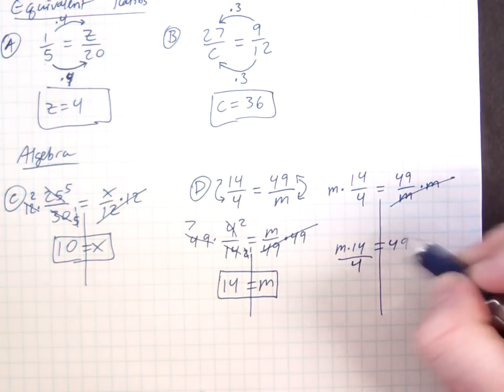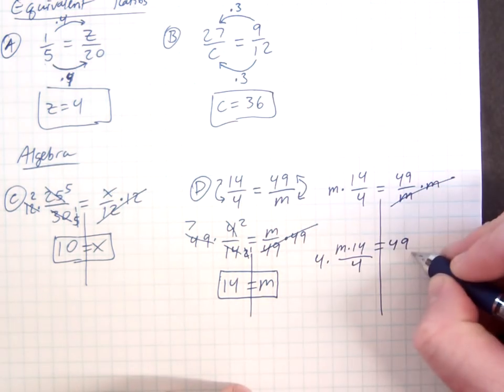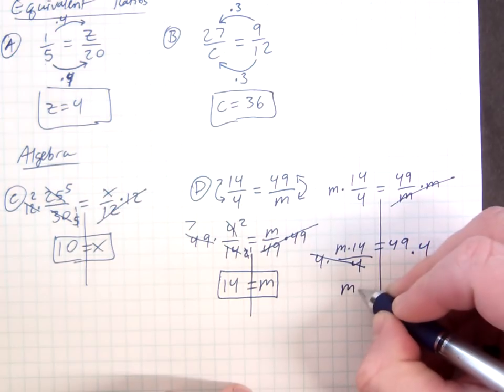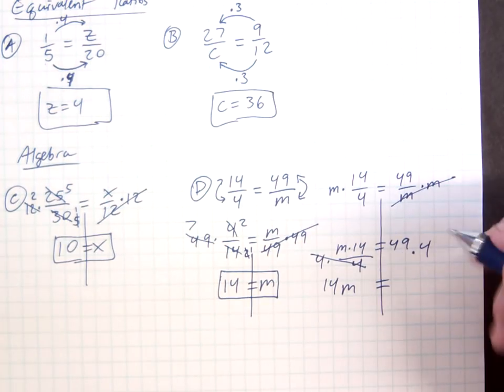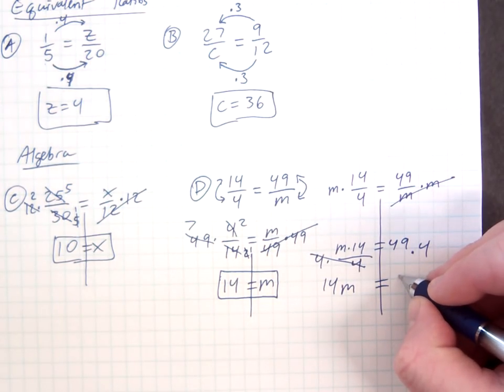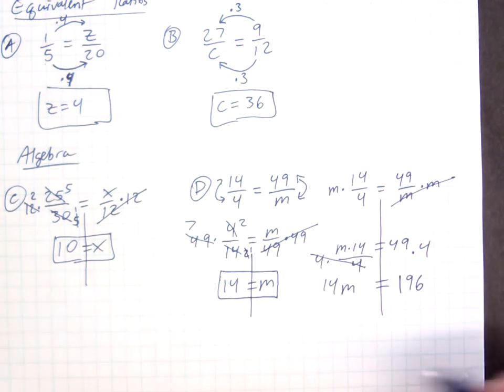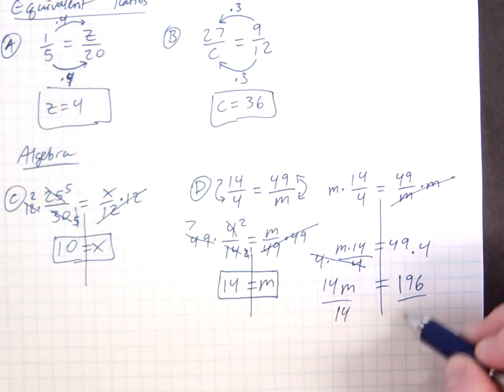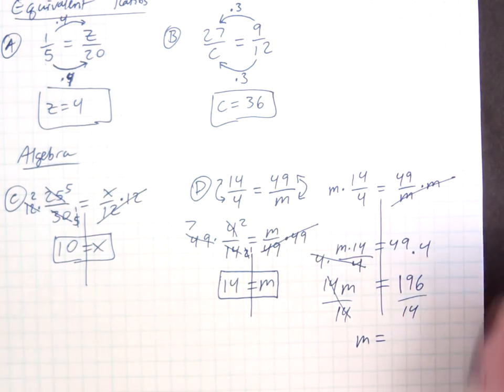This all over 4. Well, now I have what's happening to the M, and I want to get rid of this denominator. So if I multiply both sides by 4, those cancel. Now I've got M times 14, or 14M, is equal to 49 times 4, which is going to be 196. Okay. Now using inverse operations, I can divide by 14. And M is going to be equal to whatever 196 over 14 is. It looks like 1 and then 4.